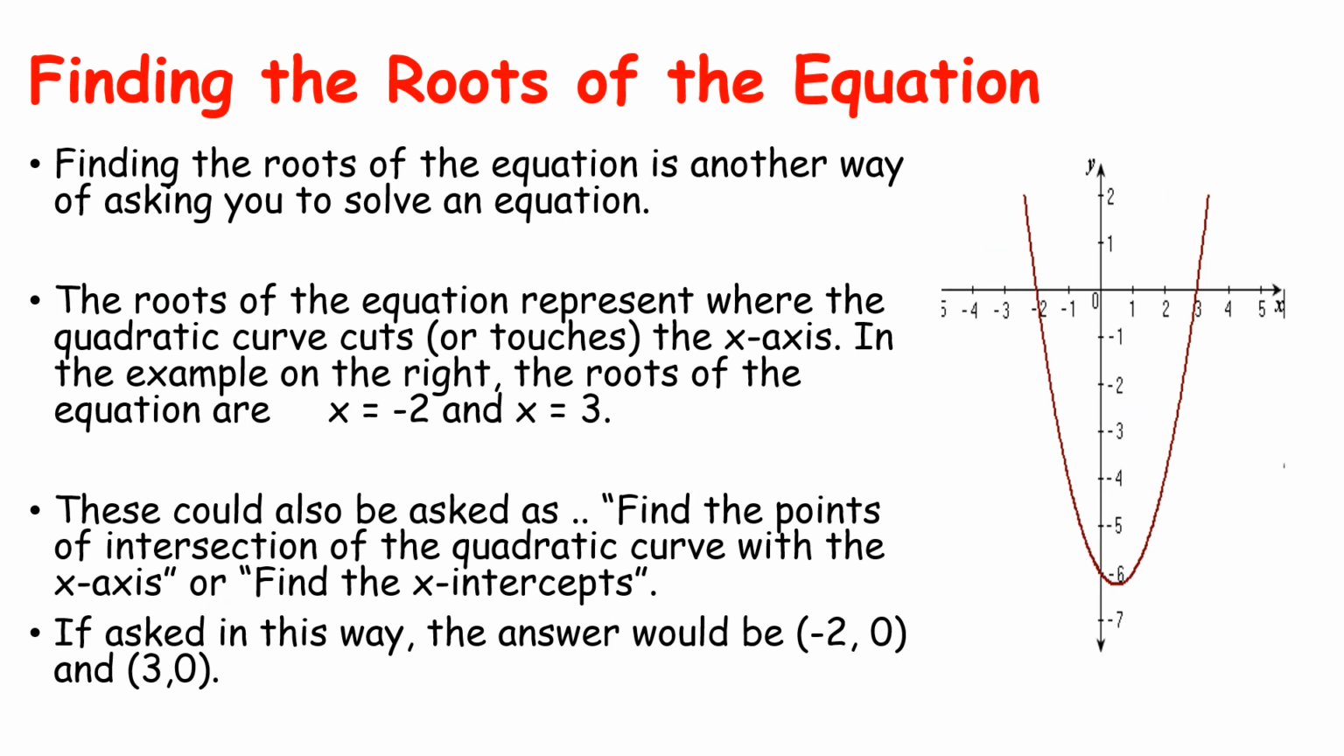So finding the roots of the equation is just another way to ask you to solve the equation. We have a graph here on the right and it cuts the x-axis at the points minus 2 and 3. And these are the roots. These are what we would get if we solved the equation. Just be aware, if they wanted the points or the x-intercepts, we would write them as points, which is not just x equals minus 2 and x equals 3, but instead writing it as (minus 2, 0) and (3, 0).